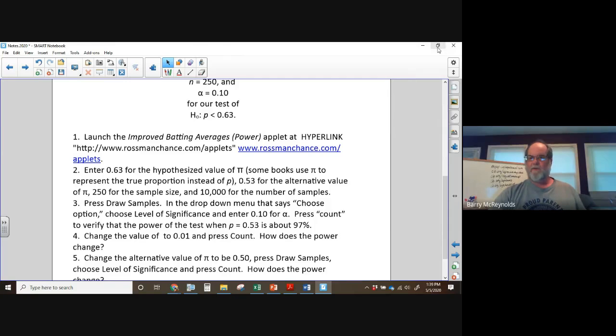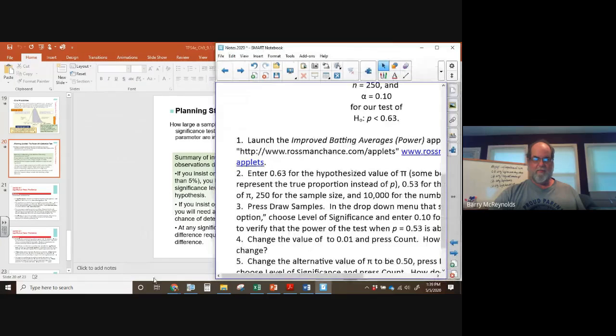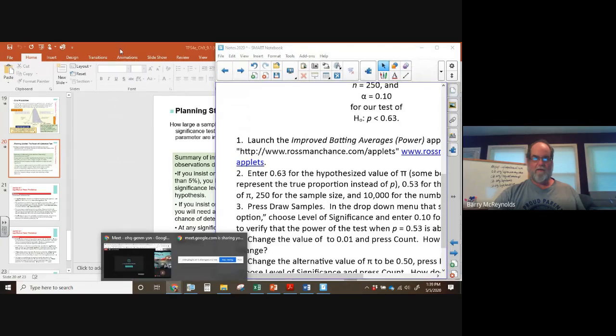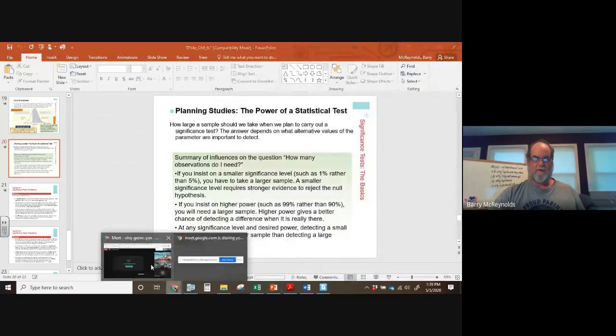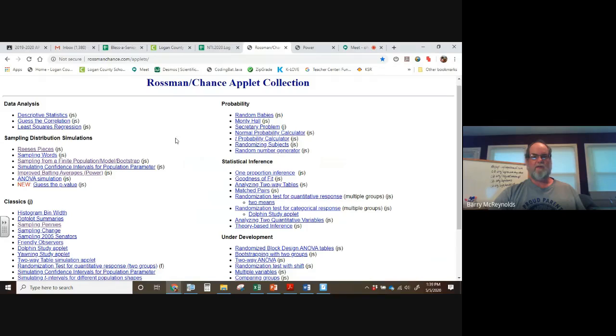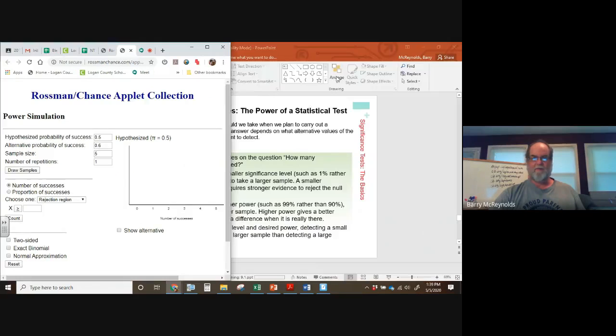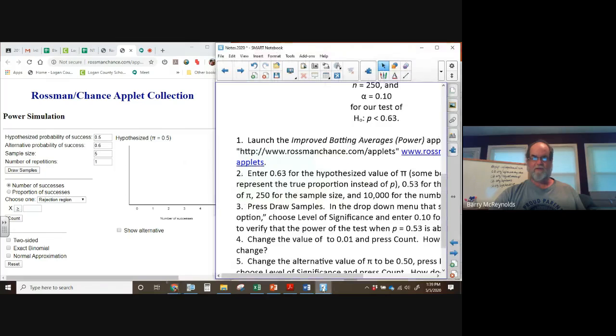Okay, so I'm going to try to split my screen here and pull up what I want. Okay, so I'll send you the link to this page. It's kind of funny, the title of the applet is called "Improved Batting Averages." You're going to click on that, and it will look like this. So now I need to split this and bring this back up so that we can see these side by side.